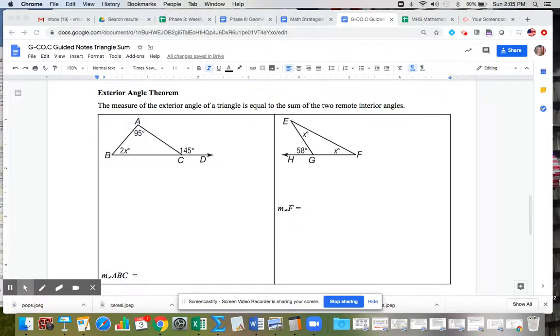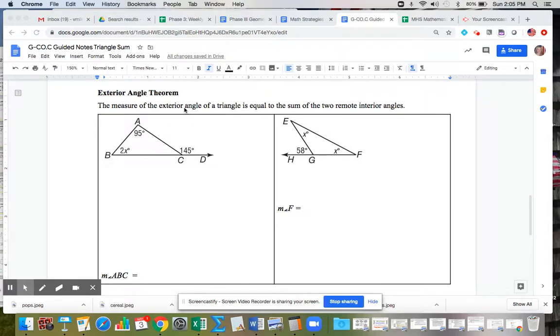In this video, we'll be reviewing an important theorem related to triangles called the Exterior Angle Theorem. The theorem states the measure of the exterior angle of a triangle is equal to the sum of the two remote interior angles. So there's a couple of big words in there.